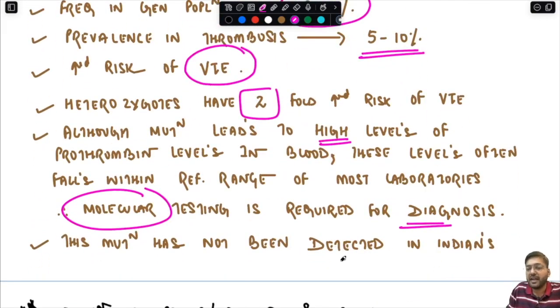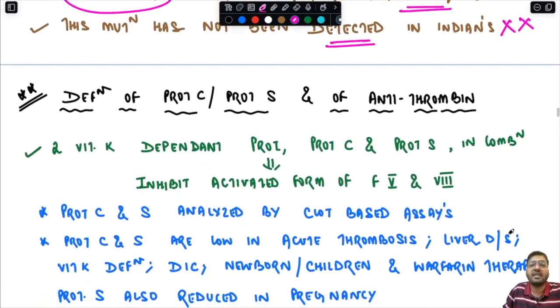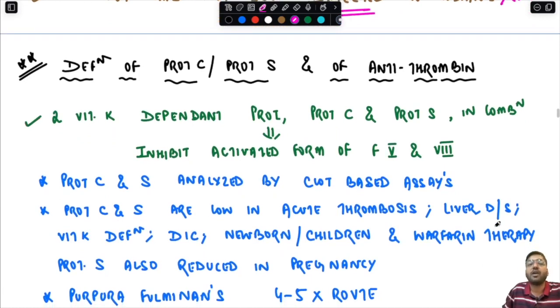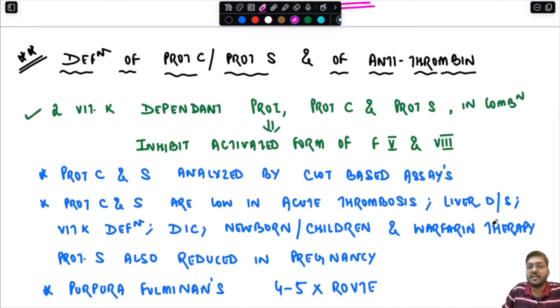This mutation, remember, has not been detected in the Indians. Now, deficiency of protein C or protein S and of antithrombin. Let us see the third important variety of the inherited thrombophilias, among all these different types.